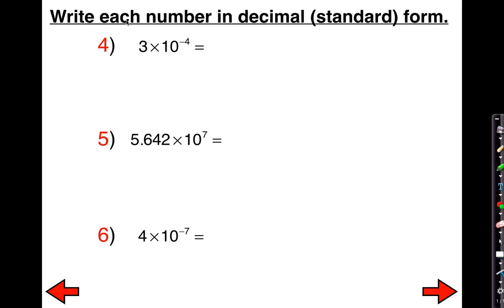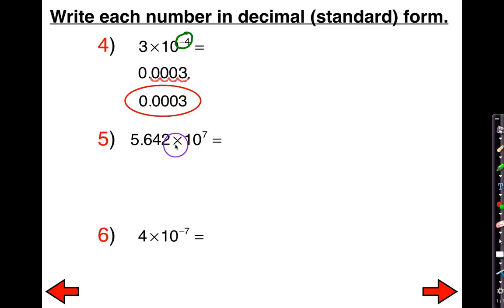Okay, so let's see how well we did. For number 4, hopefully you recognize that the decimal belongs after the 3. And since there is a negative exponent, hopefully you made the number smaller by moving the decimal over to the left 4 spaces. And your answer would end up as such. There should be 1, 2, 3 zeros just before the 3.